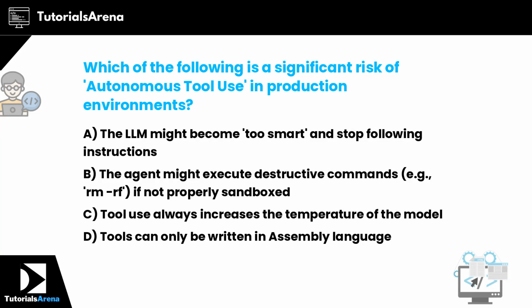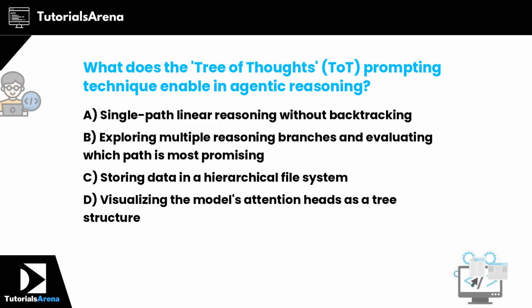Which of the following is a significant risk of autonomous tool use in production environments? The correct answer is option B. The agent might execute destructive commands, e.g. rm -rf, if not properly sandboxed. What does the tree of thoughts prompting technique enable in agentic reasoning? The correct answer is option B, exploring multiple reasoning branches and evaluating which path is most promising.